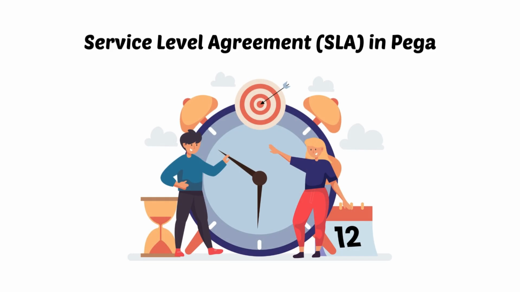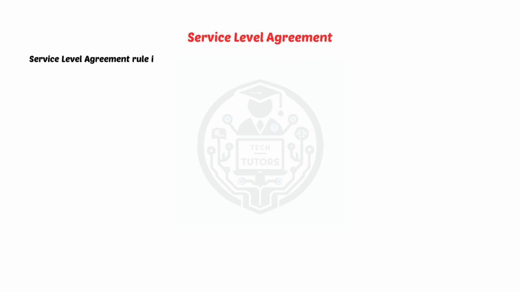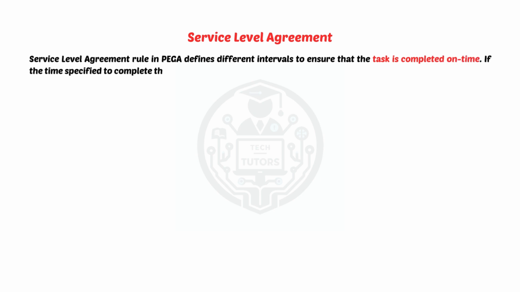Let's explore how Pega's service level agreements help you prioritize tasks, meet deadlines, and keep your workflows under control. In Pega, a service level agreement acts as a timer to ensure tasks are completed on time, with escalations triggered if a task is not finished within the specified time frame.